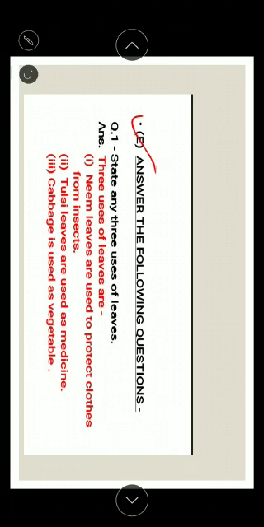Now question number E, that is long answer type question. Answer the following questions. Question number 1 is, state any 3 uses of leaves. Again we have to write uses of leaves, but how many? 3. Let us see what are the different 3 uses of leaves. First, neem leaves are used to protect cloths from insects. Second, tulsi leaves are used as medicine. And third, cabbage is used as vegetable.